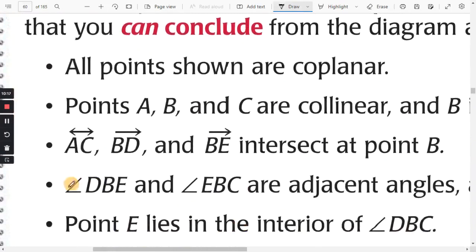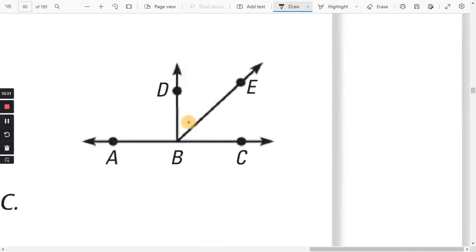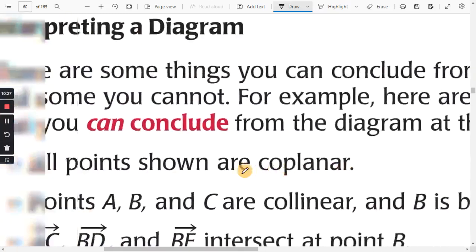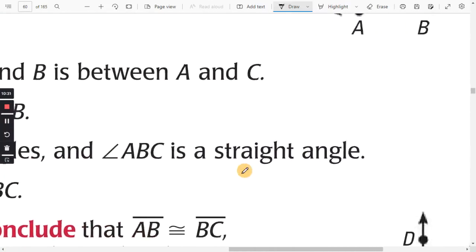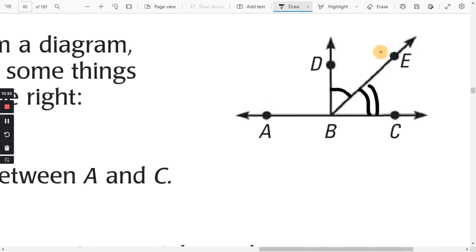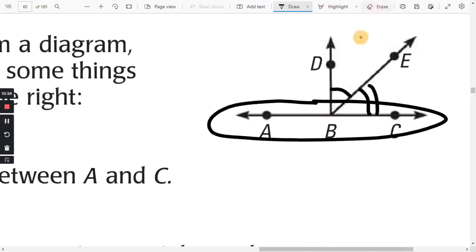And these angles DBE and EBC are adjacent. DBE and EBC, you can assume those angles are adjacent. And ABC is a straight angle. So in other words, if it looks like a straight line, you can assume that it is a straight line, okay, just by looking at it.